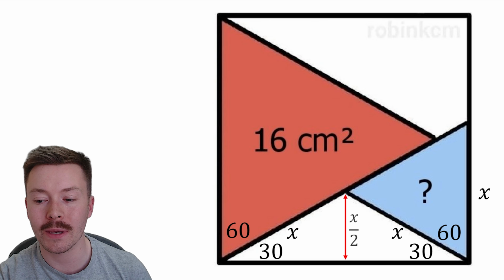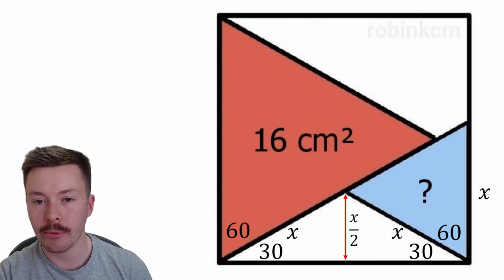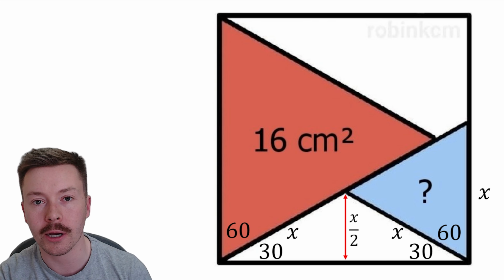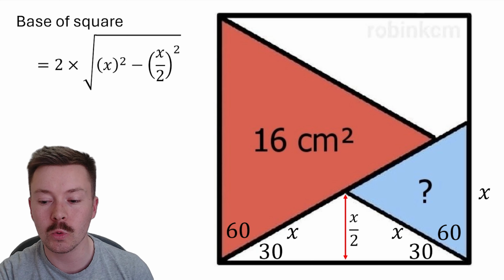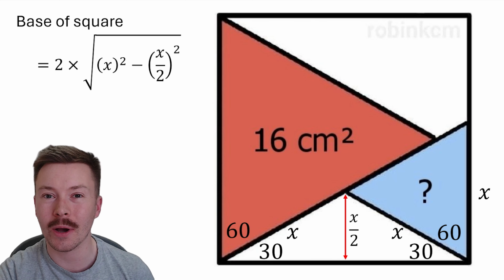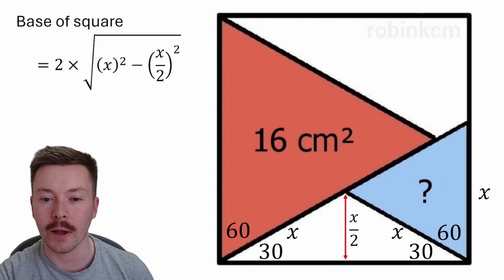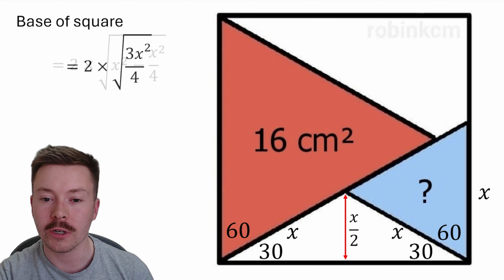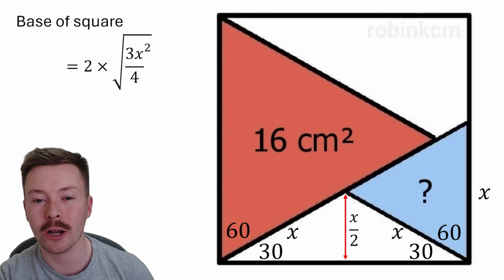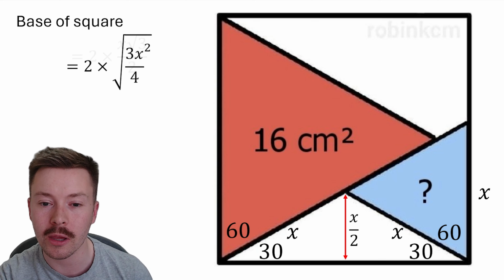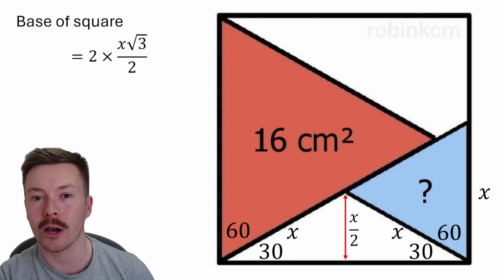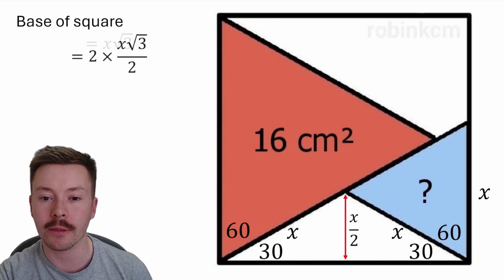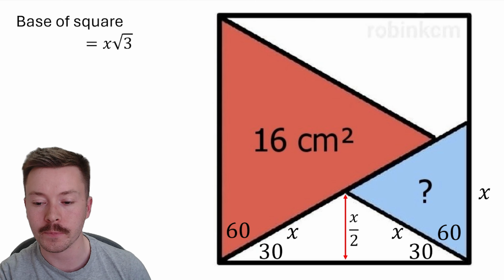Half of that is going to be X over 2. I'm then going to try and work out the base of the square, and I'm going to do that by using Pythagoras. So it's going to be 2 times the square root of x squared minus x over 2 squared, which simplifies to x squared minus x squared over 4, which simplifies further to 3x squared over 4, which when you square root everything gives us x root 3 over 2. And multiplying that by 2 gives us a length of x root 3.